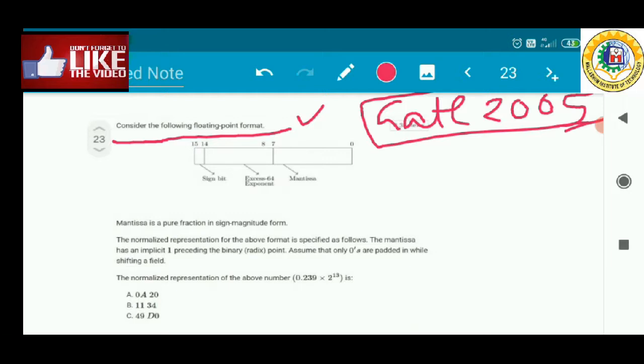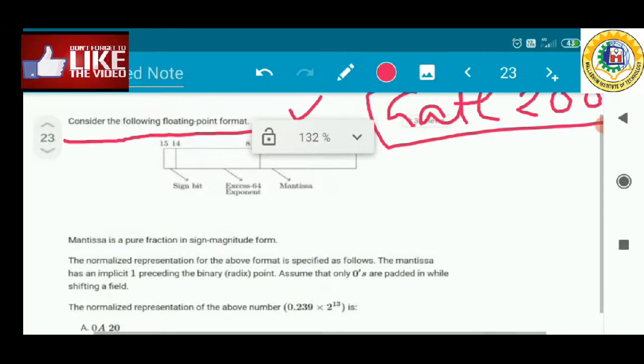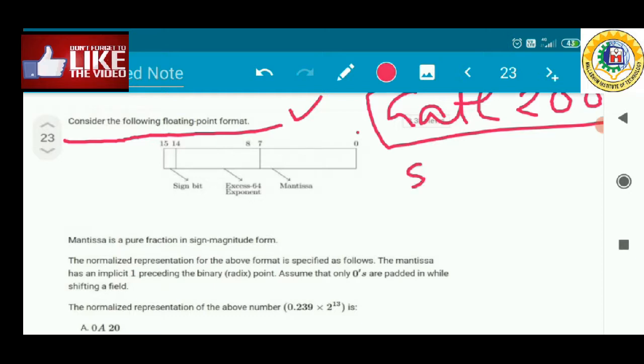to consider the floating point format. Now first see the format. I have already said in the floating point number representation that there is a sign bit, some bits reserved for the sign bit, some bits reserved for the exponent, and some bits reserved for the mantissa.